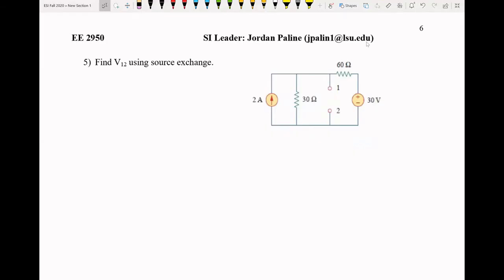Okay, let's take a look at the last problem in this session. This problem is asking us to find V12 using source exchange. So we can see here that V12 is these two. And we have two separate sources. We have a current and a voltage source.